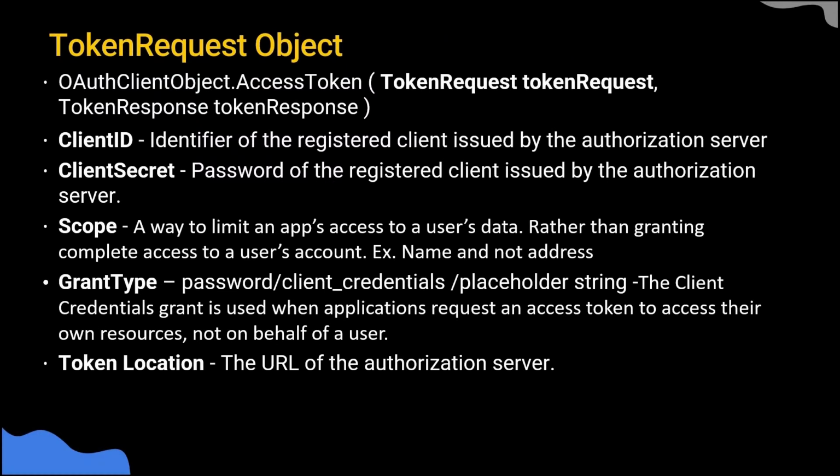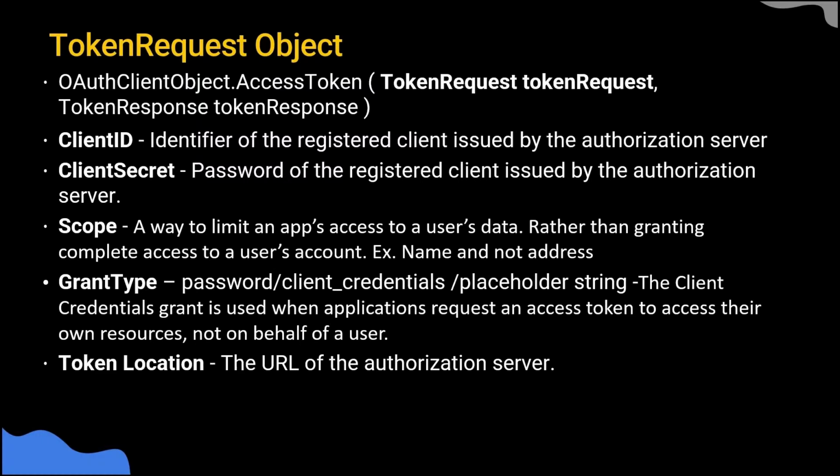Now, digging a little deeper, let's look at the token request object. So you can see some of the syntax on here. That's the first line, and you can see that when using the OAuthClient object, you're going to name what the token request object is. You'll have a variable that you put that into, and then what the token response object is. Those are the parameters.